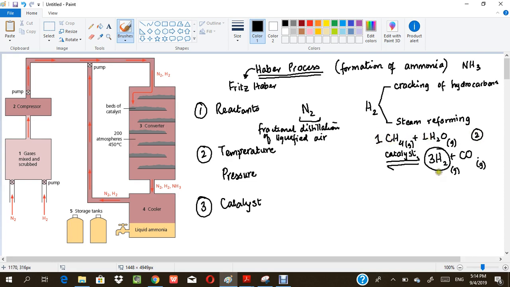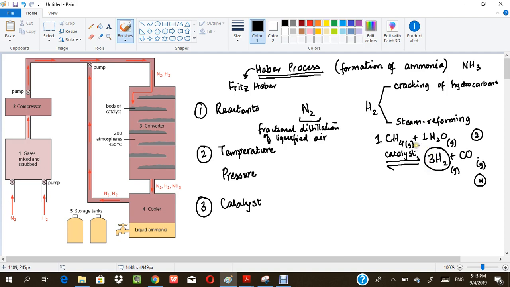Whereas on the product side, we have three molecules of hydrogen and one molecule of carbon monoxide. That is a total of four molecules. So if we increase the pressure of this system, we are going to get the reactant side as the favored side, and obviously that's not something that we want. So the steam reforming technique of forming hydrogen gas is carried out at a low pressure.